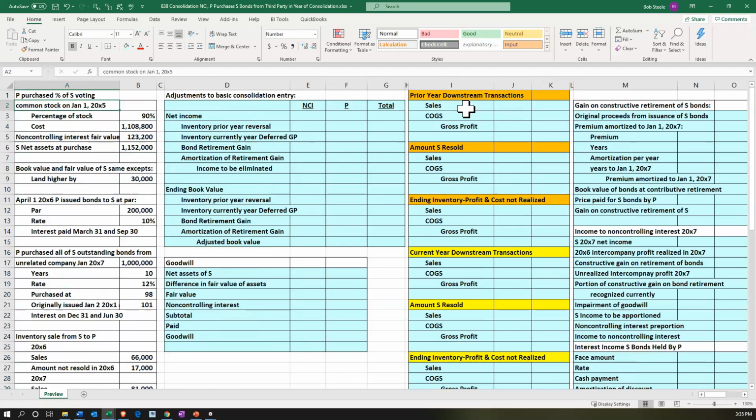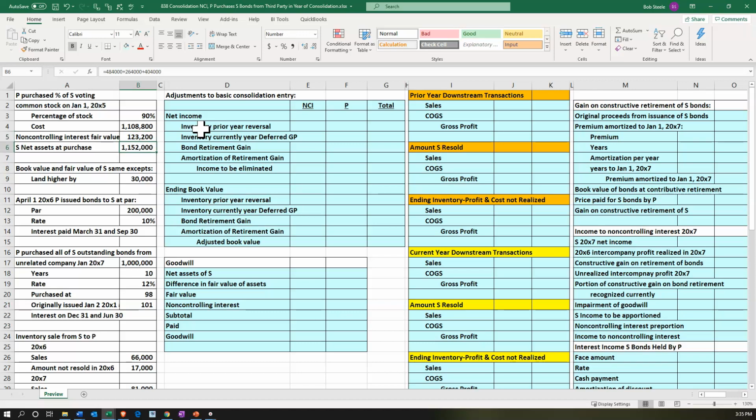We're then going to go back to the left. Let's see what we have in our information. P purchased a percentage of S voting common stock on January 1st, 20X5. P parent, S subsidiary, the percent, 90%. The cost of that purchase in 20X5 was $1,108,800. Then the non-controlling interest fair value at that point in time is $123,200. That's the amount of the non-controlling interest.